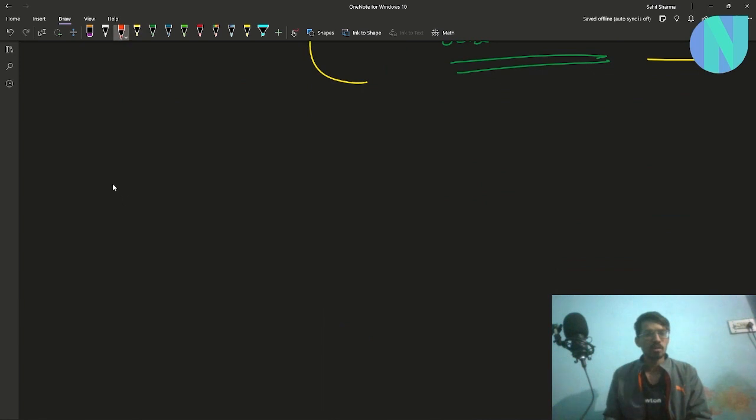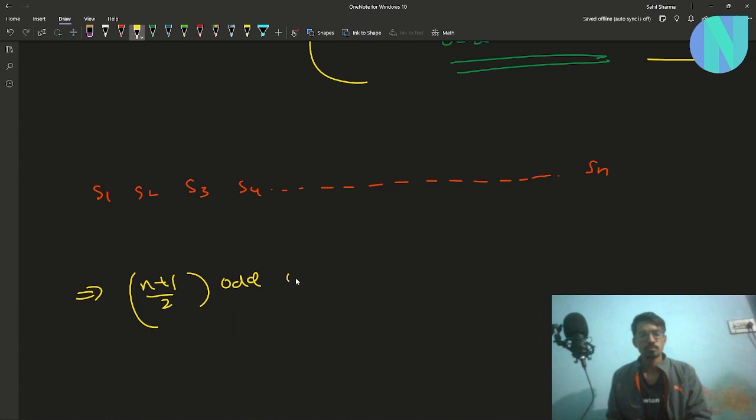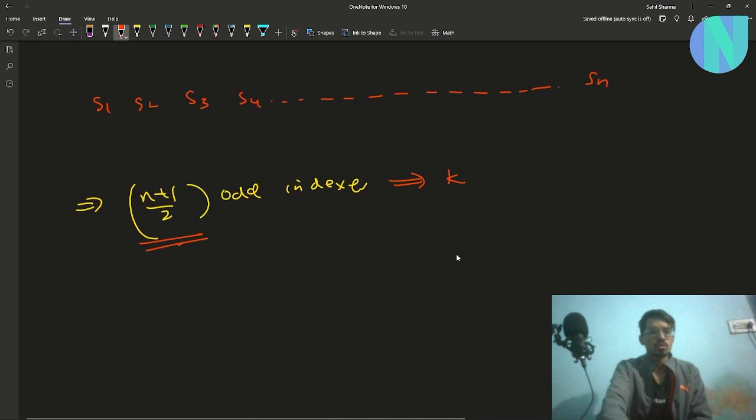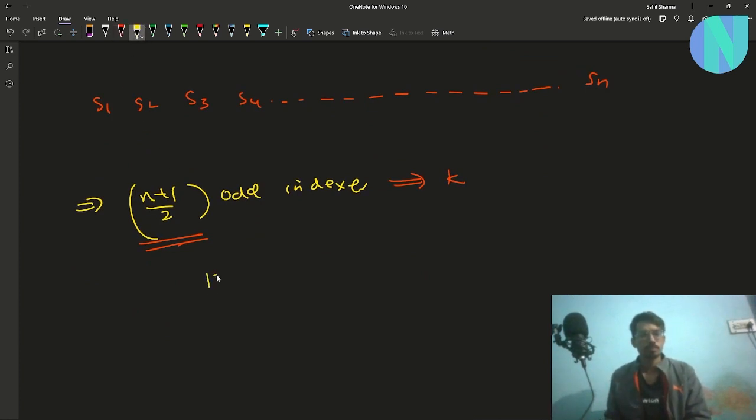So we have a string S1, S2, S3, S4, so on up to Sn. In total, it will have (n plus 1) by 2 odd indexes. We are only concerned with odd indexes, so we just need to know the number of these. So we have (n plus 1) by 2 odd indexes. Let's call this value k. So your k is nothing but the number of odd indexes, that is (n plus 1) by 2.